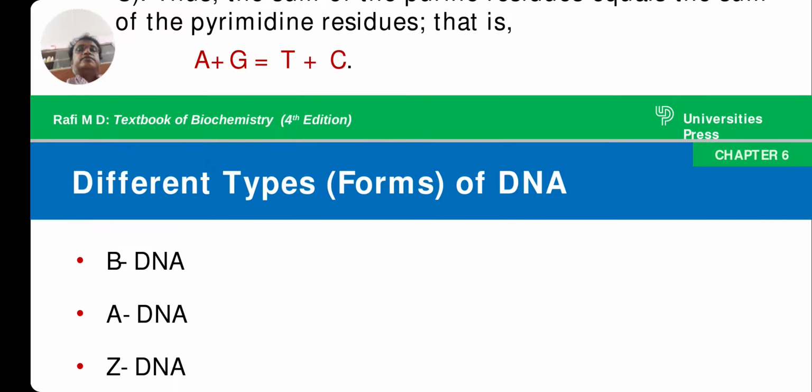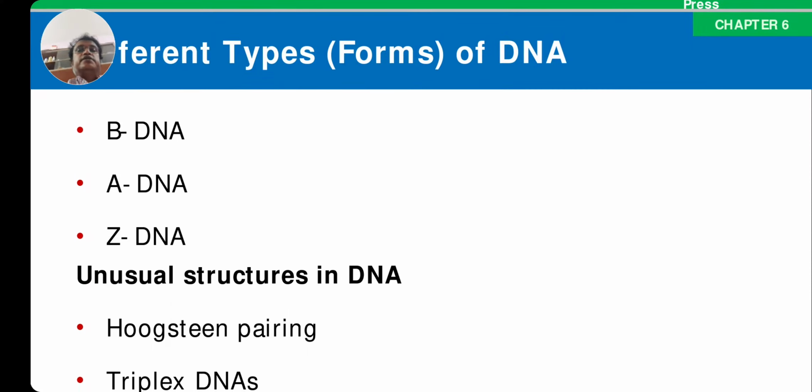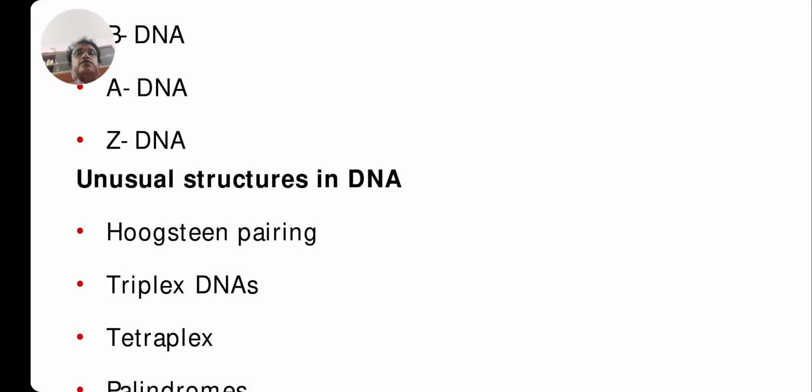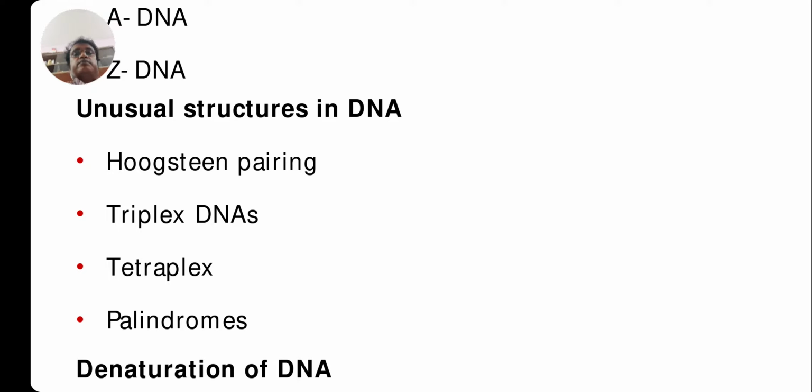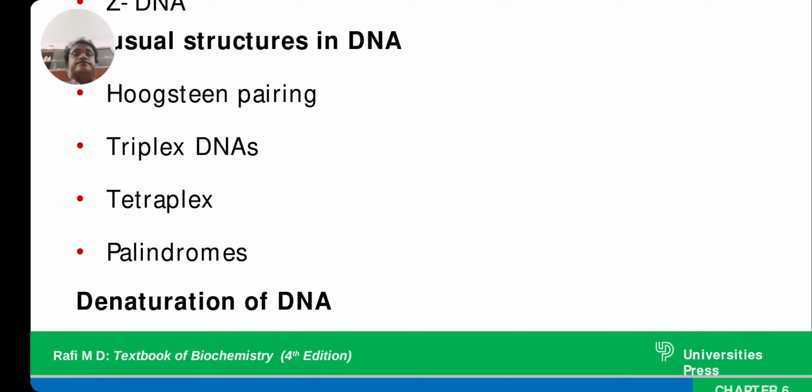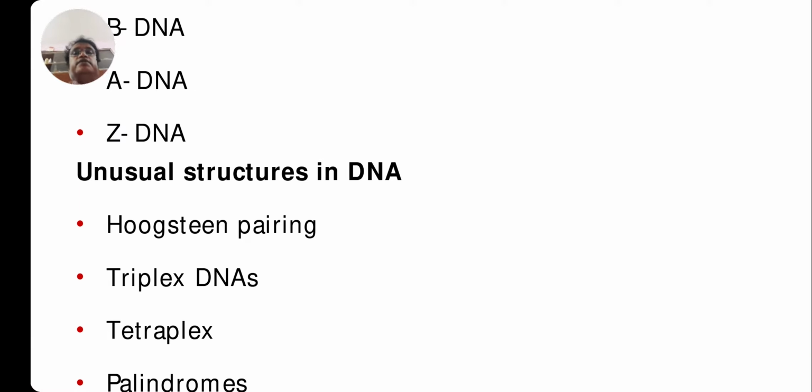Now, different types of DNA: B-DNA, A-DNA, and Z-DNA. Unusual structures of DNA: Hoogsteen pairing, triplex DNA, tetraplex DNA, palindromes. The most common DNA is B-DNA.